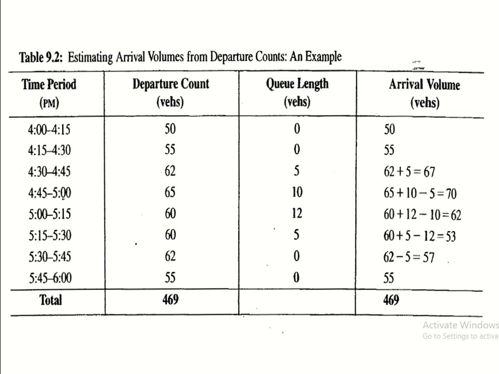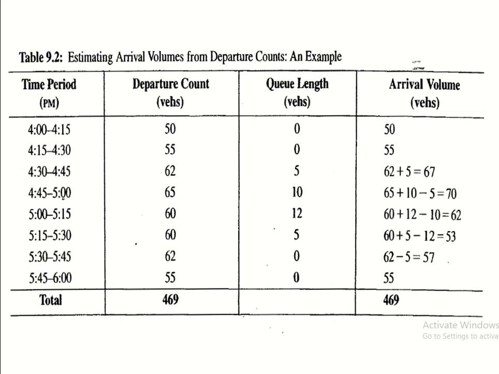So I want arrival volume for each 15 minutes. For these 15 minute periods, they have counted departure. How many vehicles departed? So between 4 and 4:15, 50 vehicles departed. 4:15 to 4:30, 55 vehicles departed, and so on. Then we have the queue length. This is the queue length at the end of time interval.